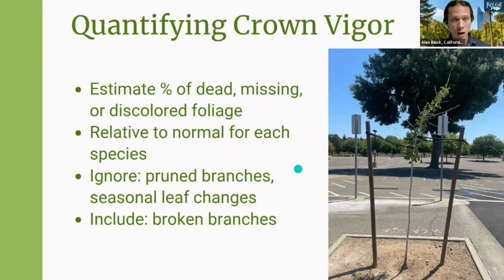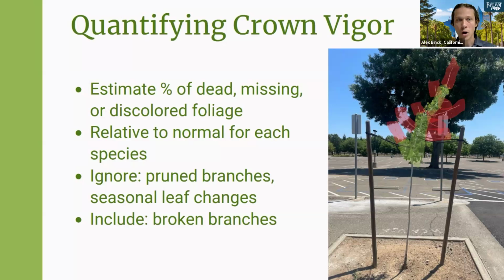So let's go to the next slide here. Basically what I've done is I've colored the areas of the tree that I think should have leaves in this case, so that you can visualize what percent of the tree's canopy is missing. So if you don't mind, I would love if everyone could try to estimate what percent of the tree's imaginary canopy is in the red versus the green in this case. So go ahead and think about that for a second and then type it into the chat. I just want to see what people come up with.